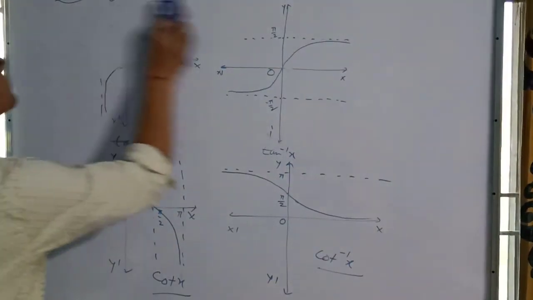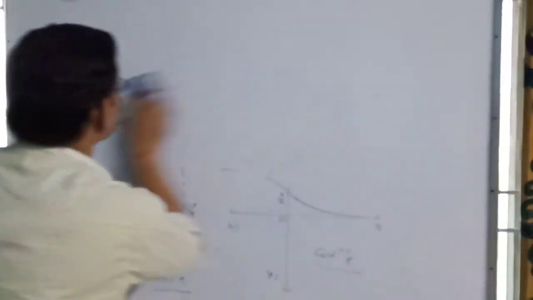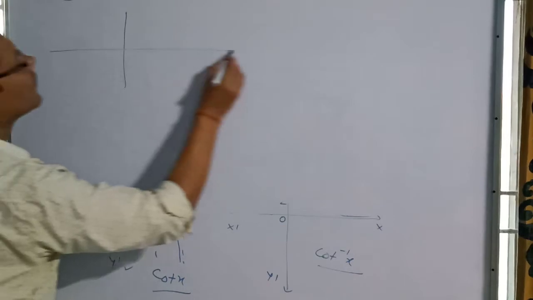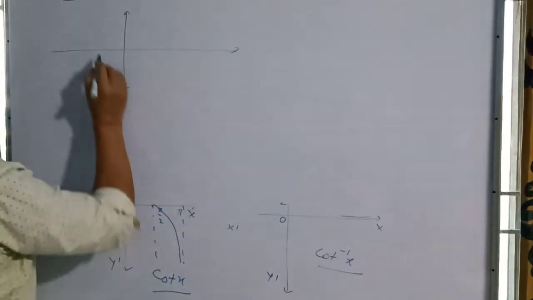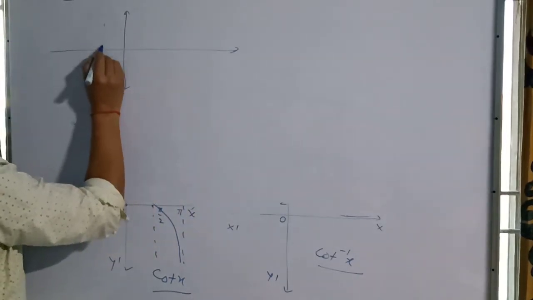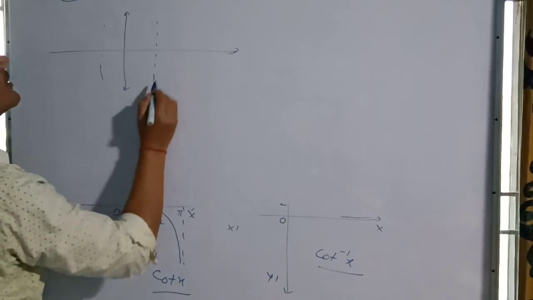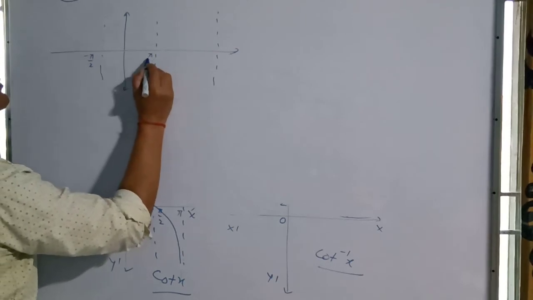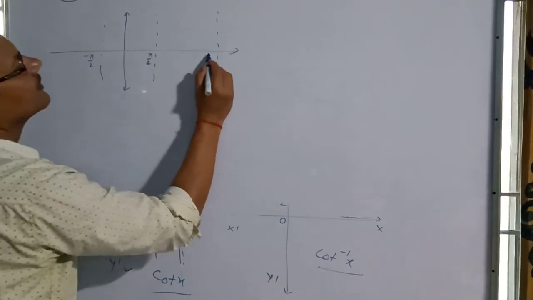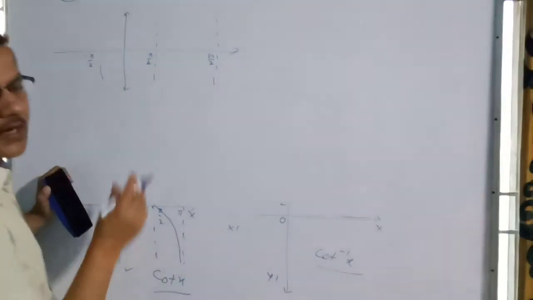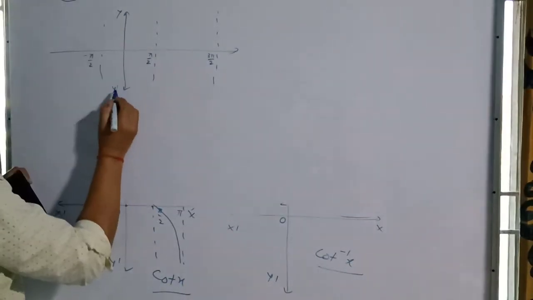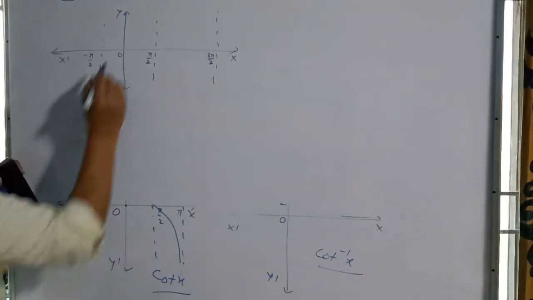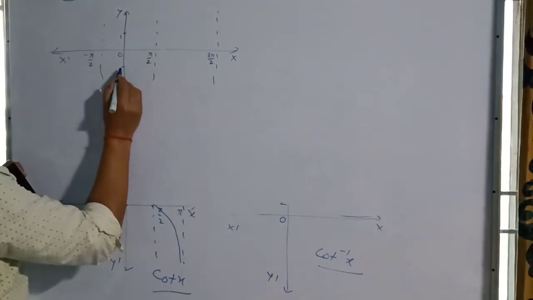Now the next one is sec inverse x. For sec inverse x, we are required to make the graph of sec first. It is actually from minus pi by 2 to pi by 2 and then 3 pi by 2 and so on. This is the y-axis, this is the x-axis and origin. This is 1 and this is minus 1.